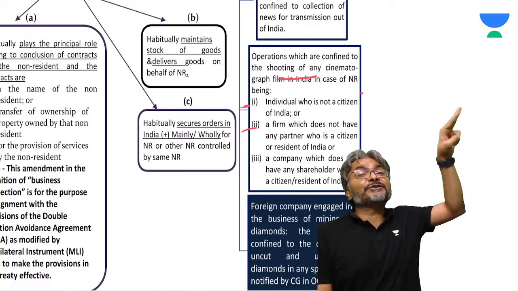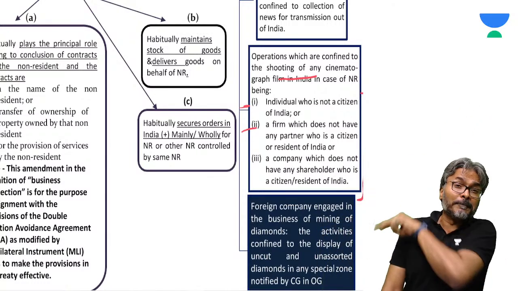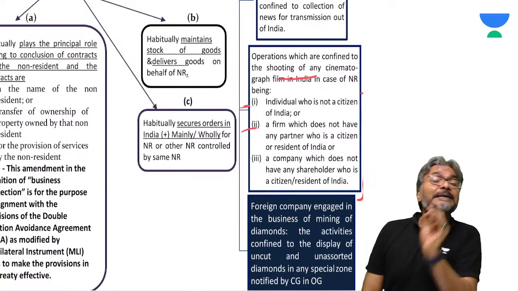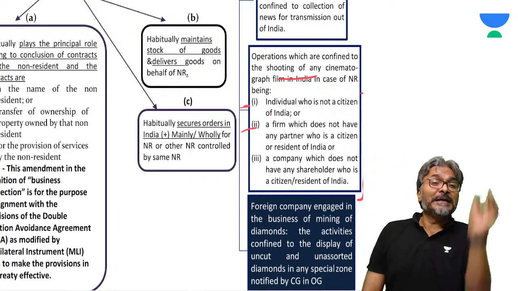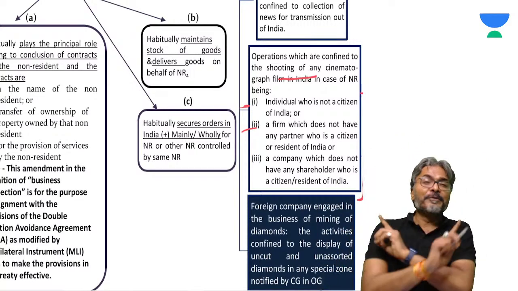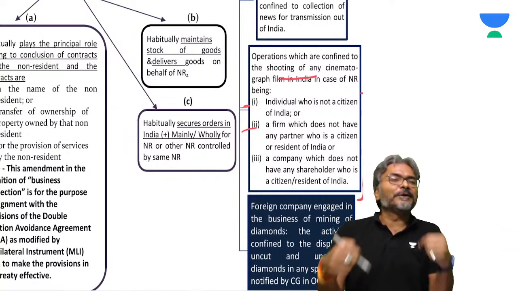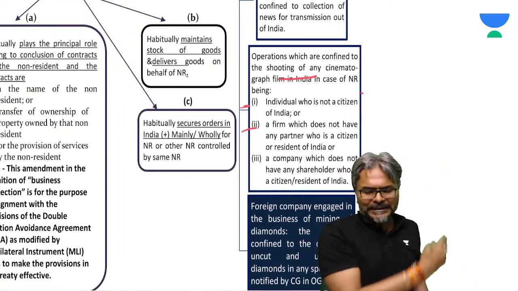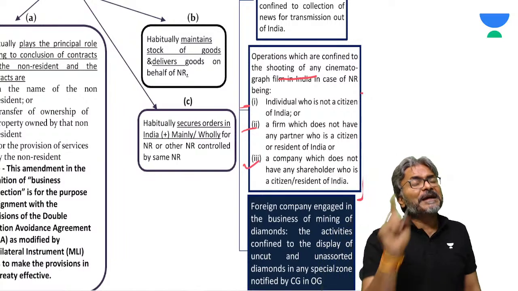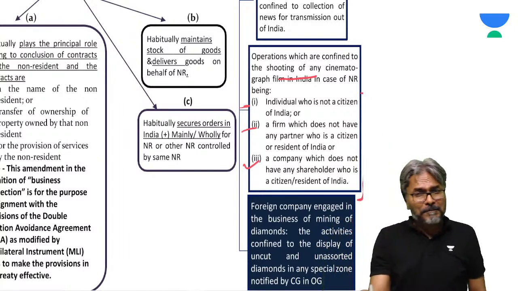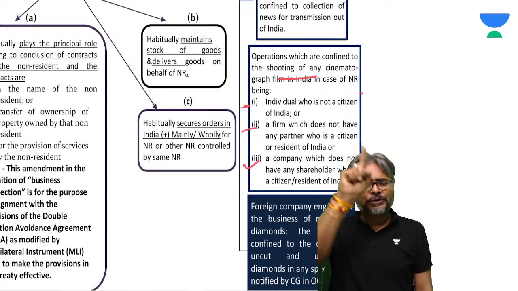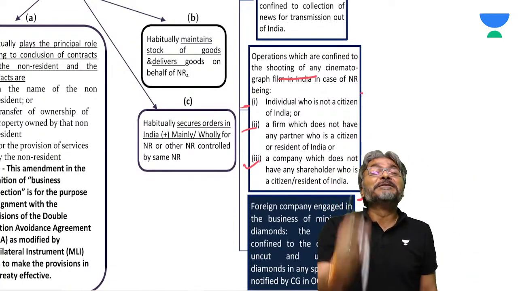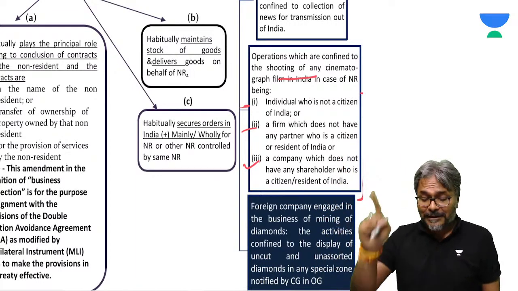But if the production house, students, is a partnership firm, then no partner of that particular firm should be a citizen of India. That is point number 2. And the third one is, if that production house happens to be a company, then none of its shareholders should be a citizen or a resident of India.